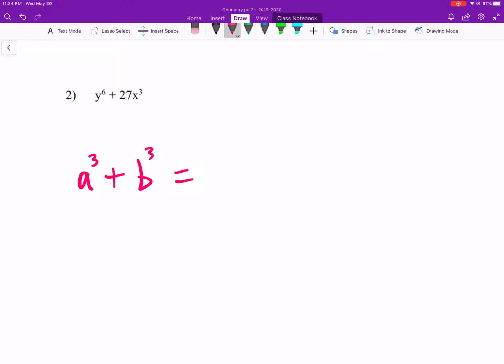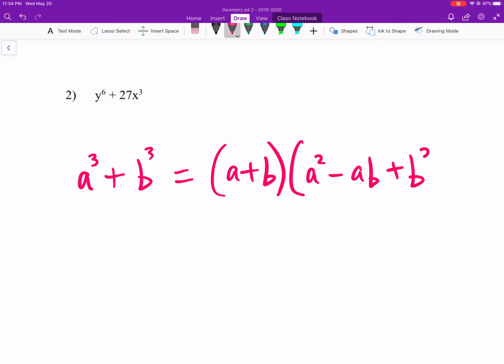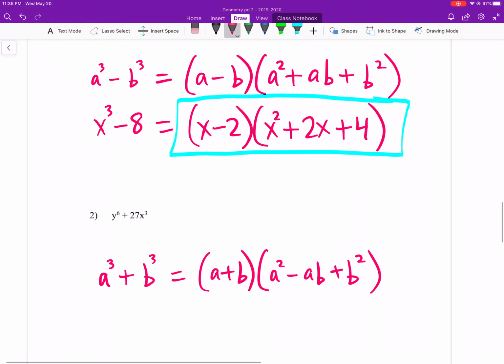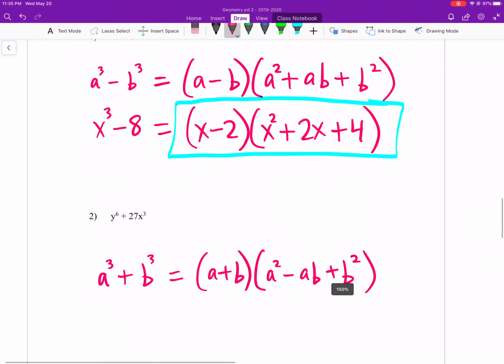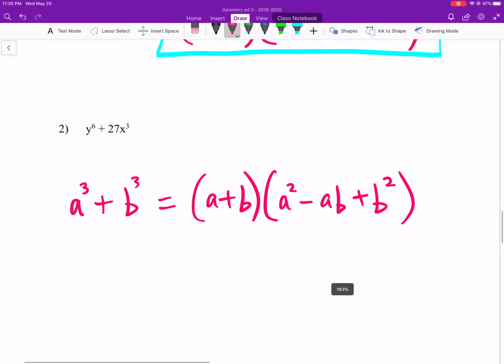So your factored form needs to look like so: a plus b times a squared minus ab plus b squared. Now it looks near identical to what we just worked with, except there are just a couple of differences with the signs, positive, negative, whatever.